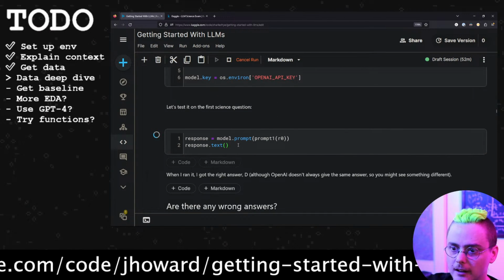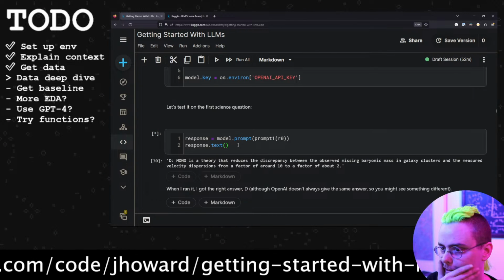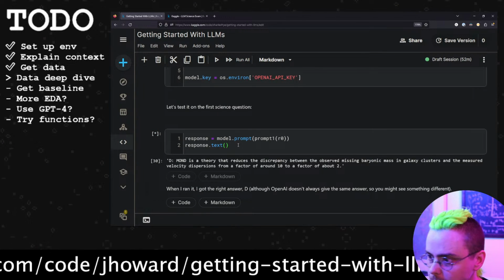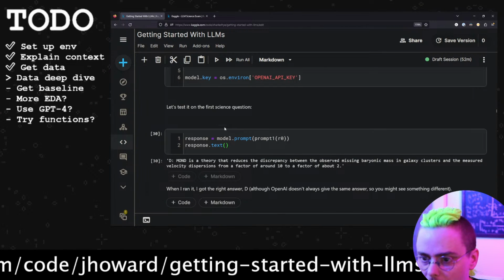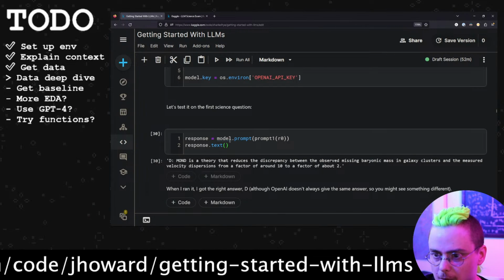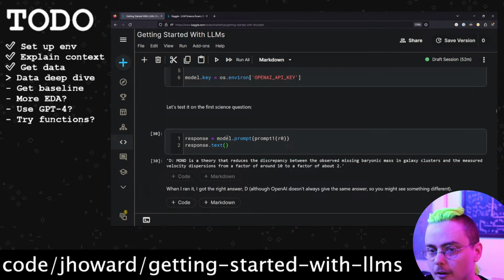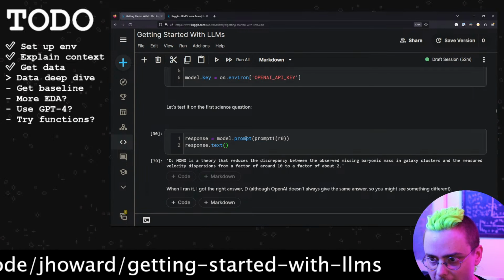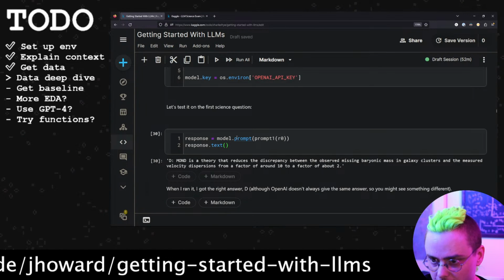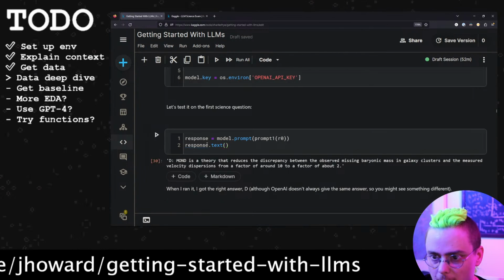All right, let's run the model on this question here. So the way that this library works is you pass prompts. You generate a model by picking it out from the list, and then you pass the prompts in with this .prompt function, and we get back a response.